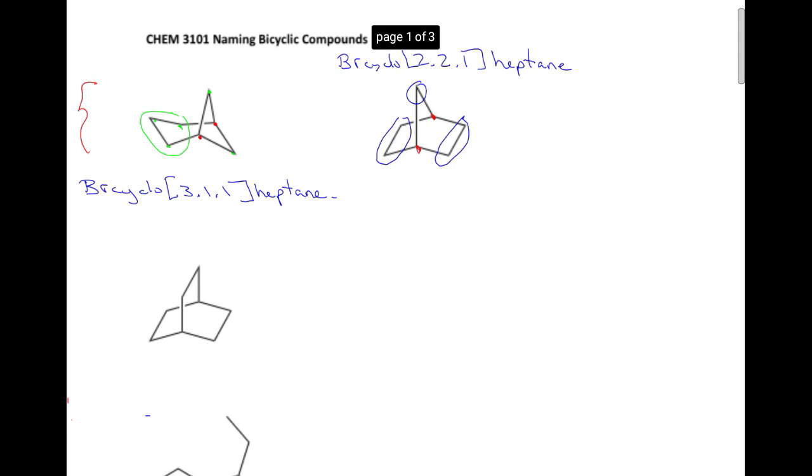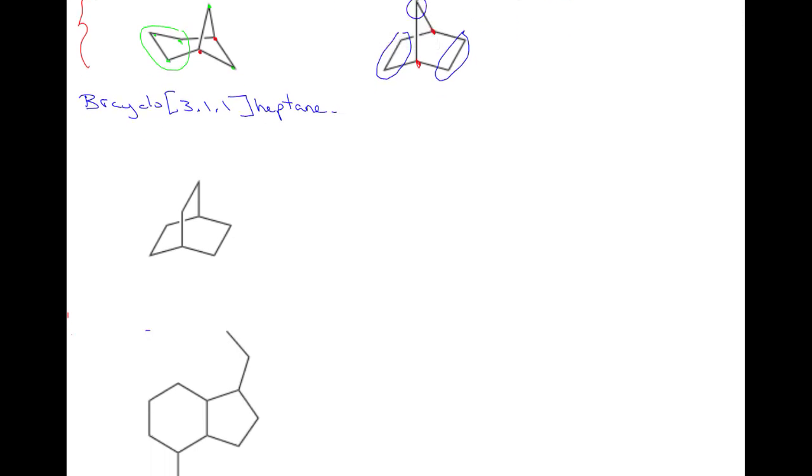So if we go down here to the next example that I have, again, you can see I have 2 bridgehead carbons here. If you count the number of carbons overall, I have 1, 2, 3, 4, 5, 6, 7, 8. So that would be an octane, but it's a bicyclooctane. So I'm going to start by writing bicyclo. I'm going to open my square bracket.